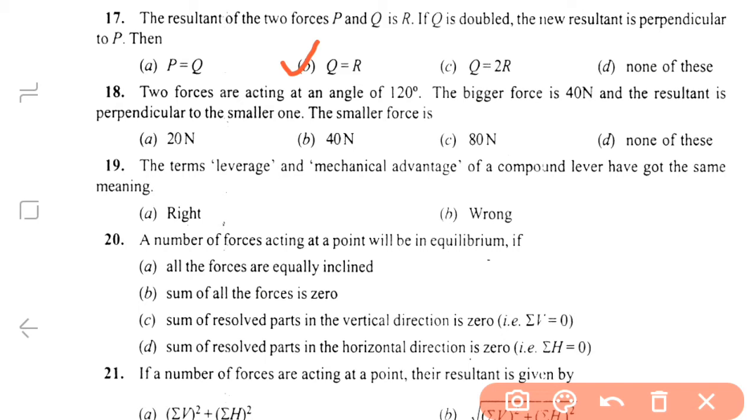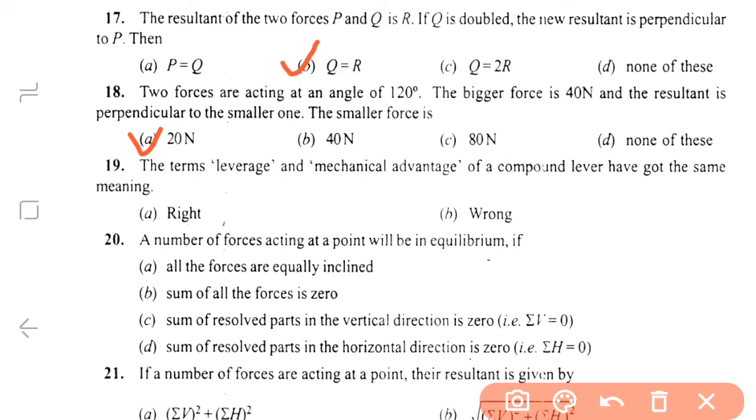Now friends, next question: two forces are acting at an angle of 120 degree. The bigger force is 40 Newton and the resultant is perpendicular to the smaller one. The smaller force is. Here friends, these are the options, and option A, that is 20 Newton, is the correct answer for this question.